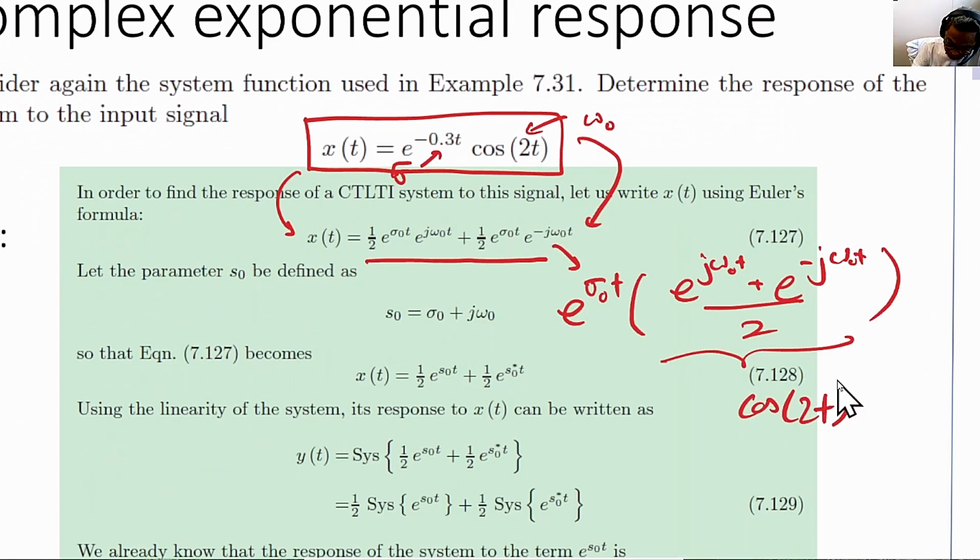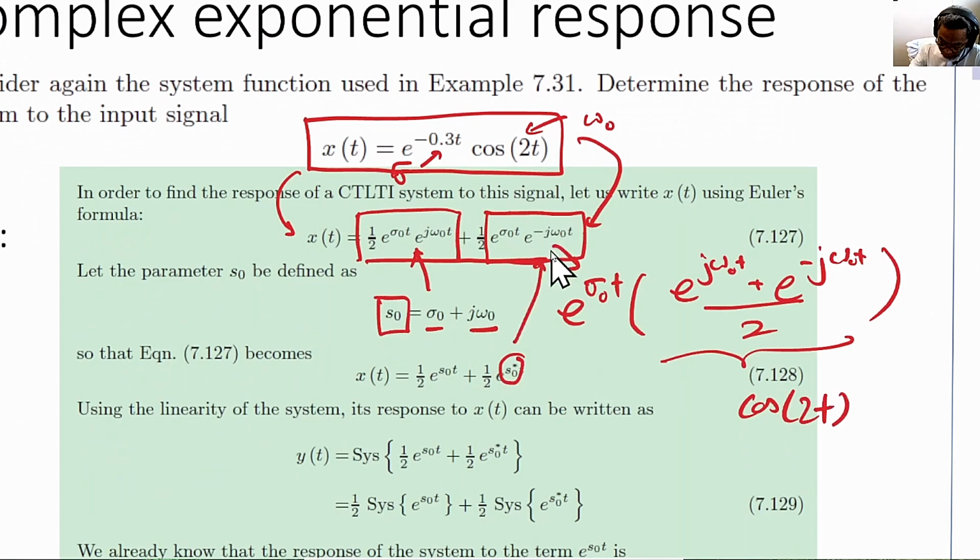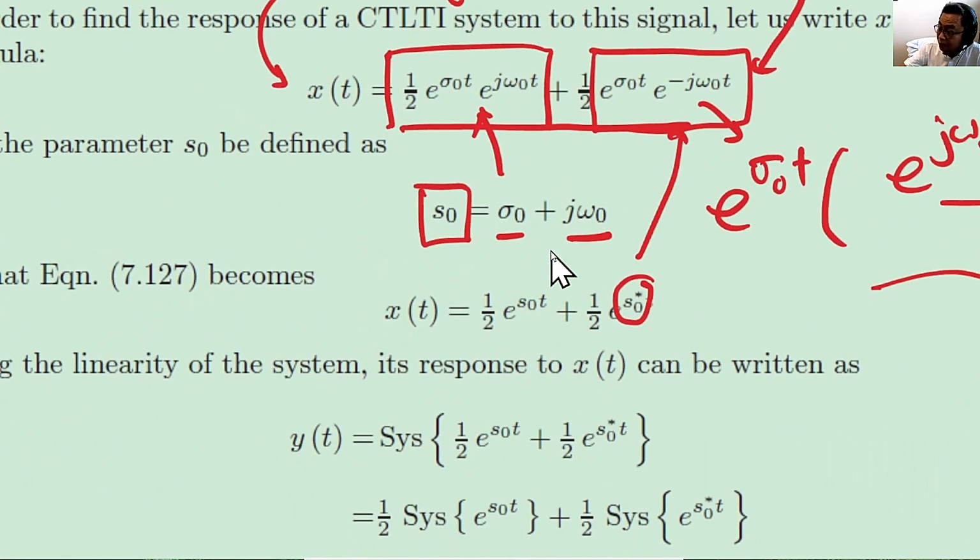Now what about s naught? Well, if we consider this, you will realize that there are two s naught. One is s naught equals sigma naught plus j omega naught for the first term, and the second term is sigma naught minus j omega naught. So therefore we actually have two expressions to represent the decaying cosine.